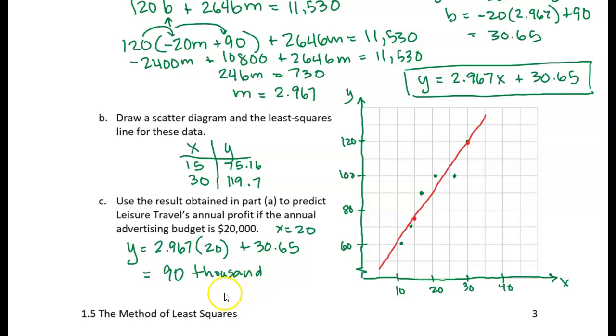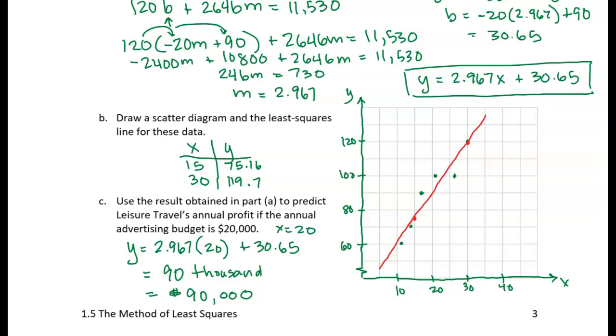Okay, that's 90,000. So if we spend $20,000 on advertising, then we should expect to get an annual profit, if this correlation holds, of $90,000.